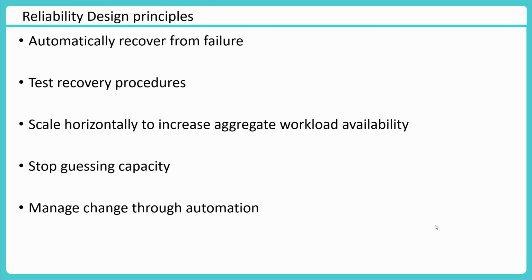So I hope this is clear. This is not a measurable quantity. Nobody says that my application is reliable by 25% or 95%. It is not an absolute measure, but it is the design principles which you implement within your application to withstand any failure. You test your recovery, you have the ability to scale, you do not work on guessing the capacity, and you manage all your changes through automation. That results in a reliable application. That is reliability. Thank you.